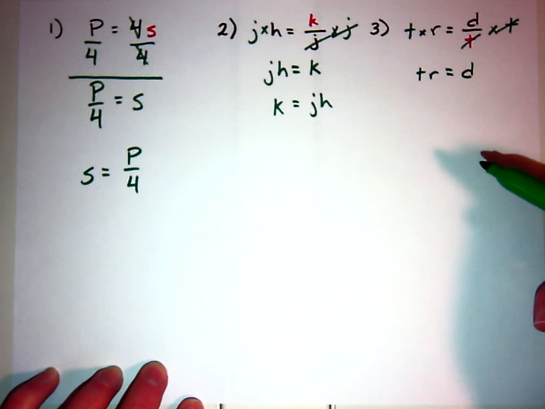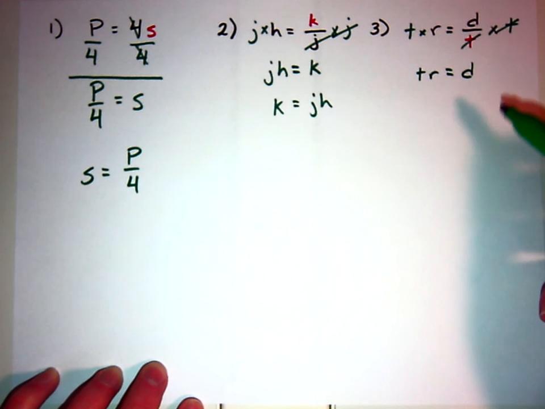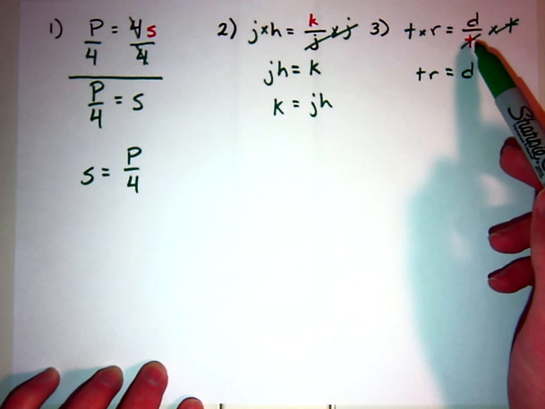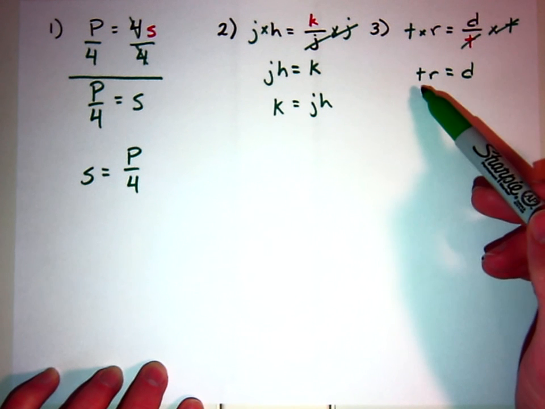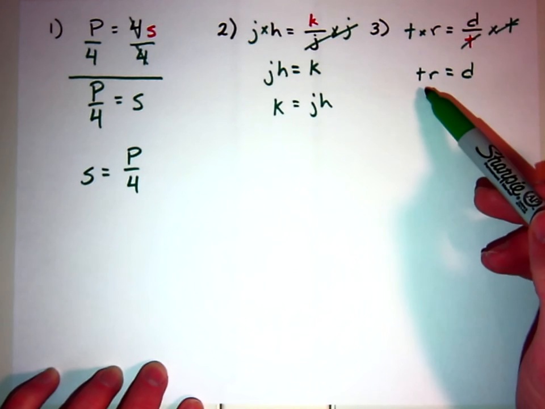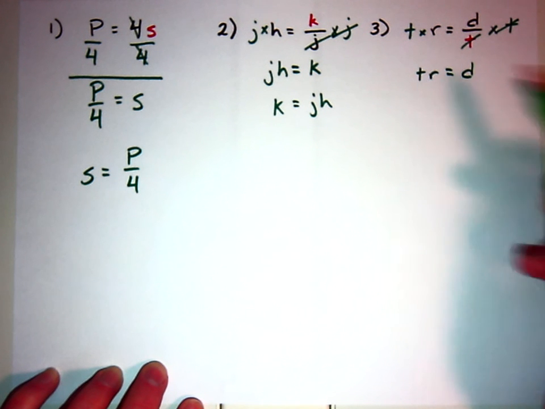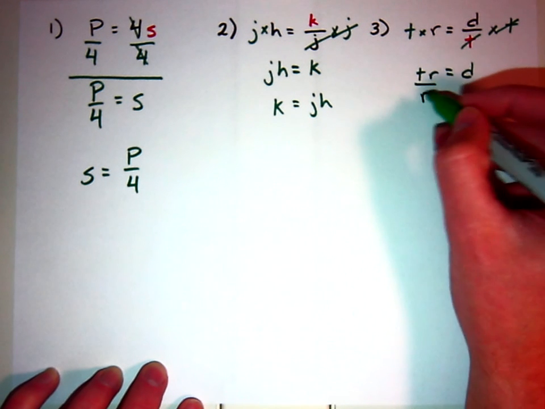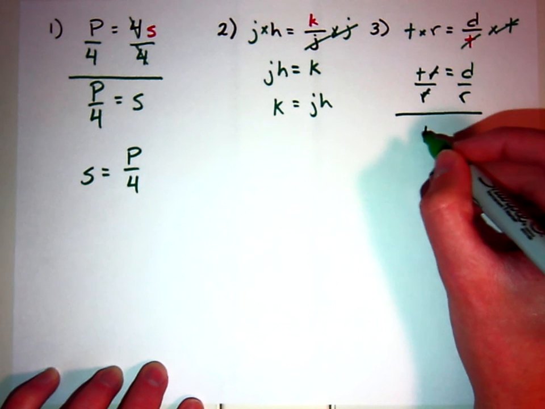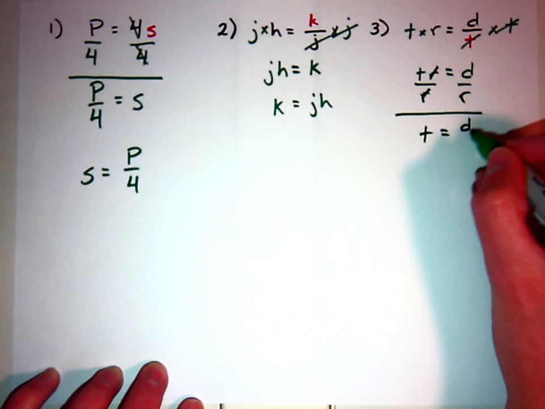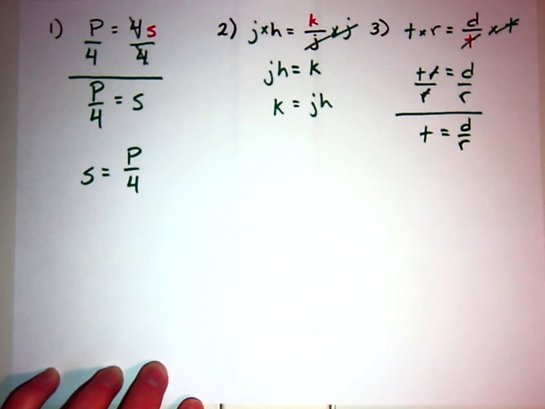Now, this one is not finished, because the red variable was the t. So I need this t to be isolated, and right now it's multiplying r. If t is being multiplied by r, the inverse operation of that is to divide by r. These r's cancel, leaving us t equals d over r.